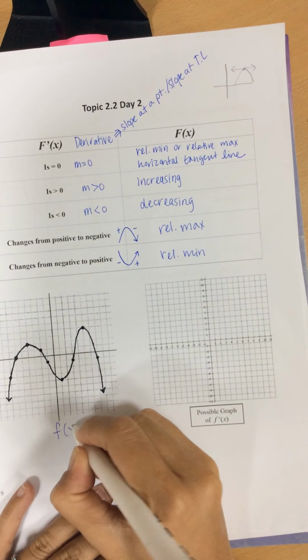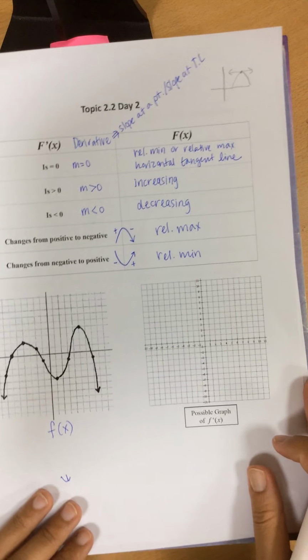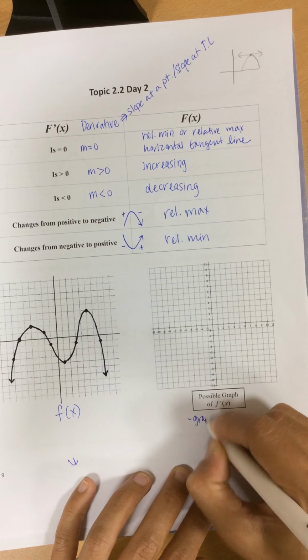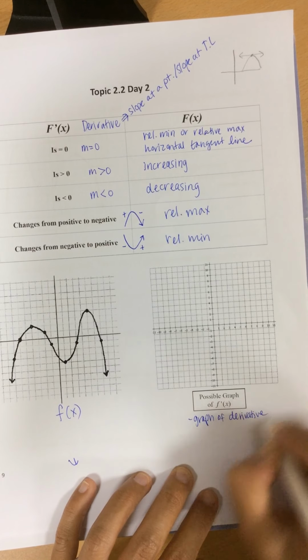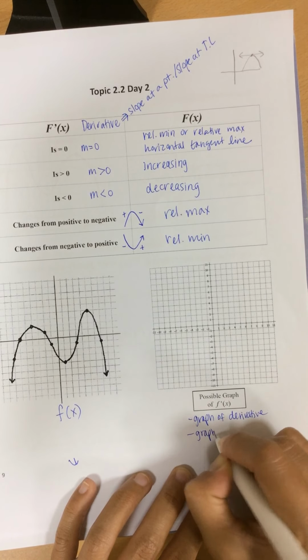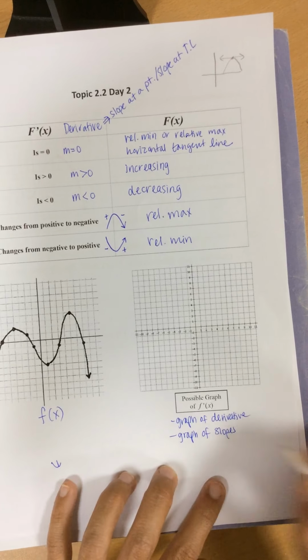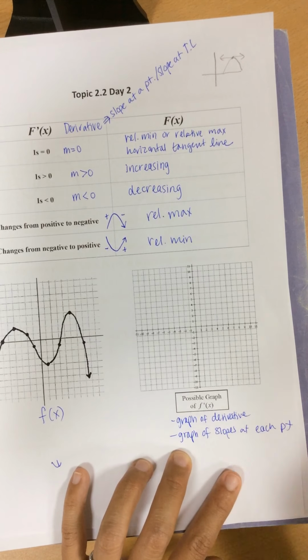Here's f of x. We need to graph a possible graph for f prime of x. So this is a graph of the derivatives of the function. Or the other thing you could think about it is it's the graph of the slopes of that function, the slopes at each point. Slope with a tangent line, right?